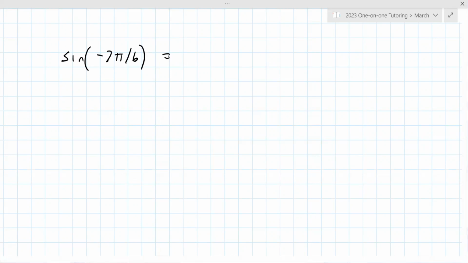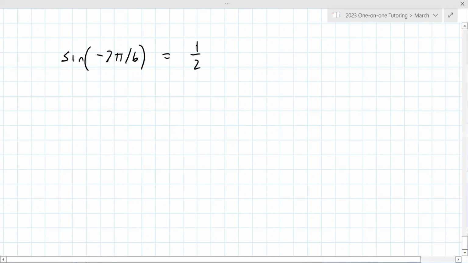Let's go sine of -7 pi over 6. Sine of -7 pi over 6. So that would be, the x would be radical 3 over 2. Oh, okay, so then 1/2. So what is your answer? 1/2. Yes. Okay, very good.